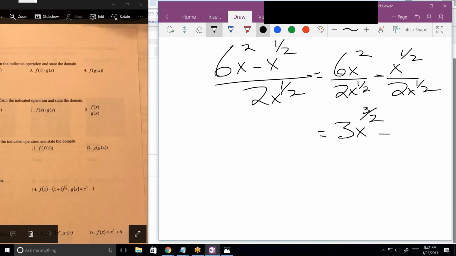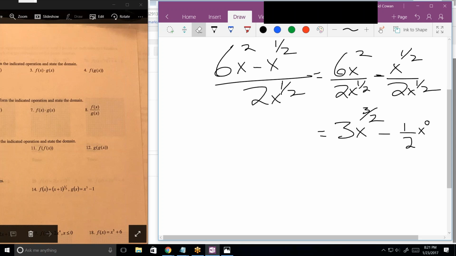No x, okay. Here's the reason why. You divide the numbers, which gives you 1/2. You subtract the exponents, right? Well, anything raised to the 0 power is 1. So there's no need to put it in. But we didn't even need to know that. Anything divided by itself is 1.